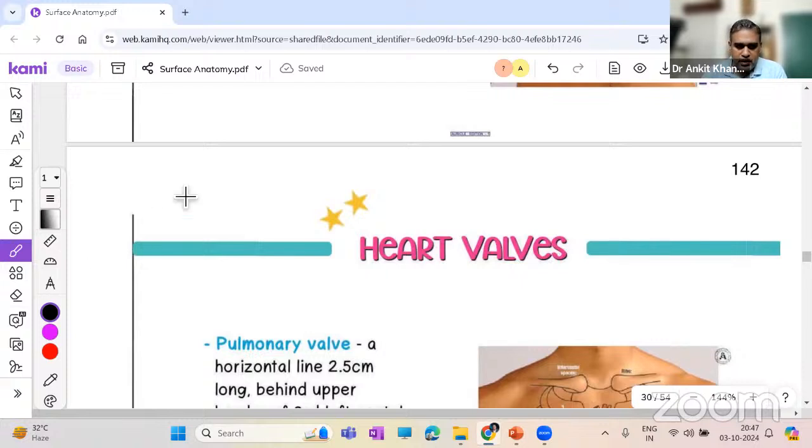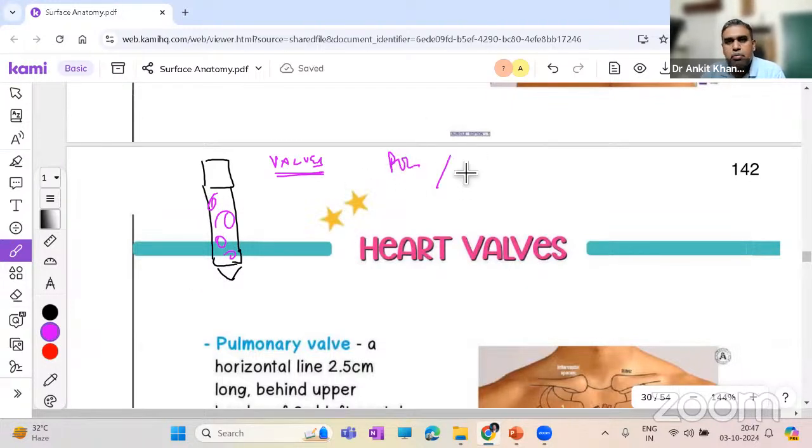Let me tell you over here again, the bony landmark in the thorax is mainly the sternum and ribs. That is the only bony landmark, right? All the valves of the heart, their surface marking is behind the sternum. How many valves are there? 4 valves are there. We have the pulmonary valve, the aortic valve, the mitral valve, and the tricuspid valve. These are the 4 valves.